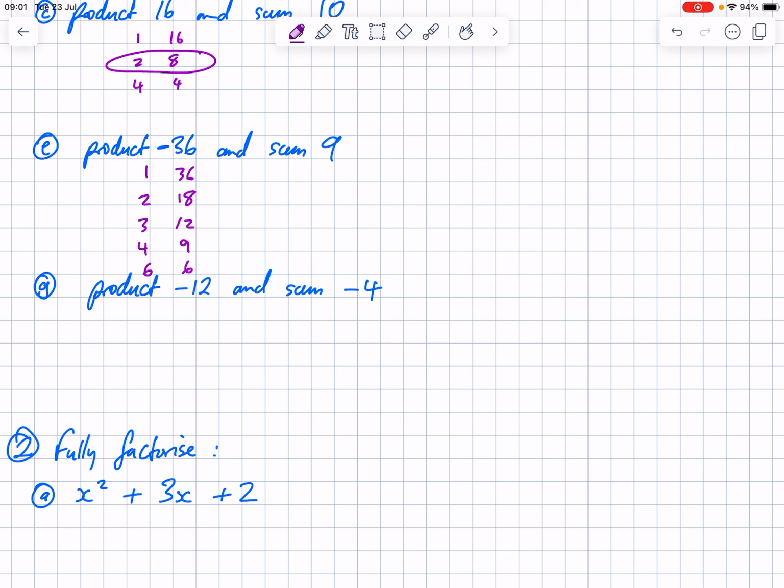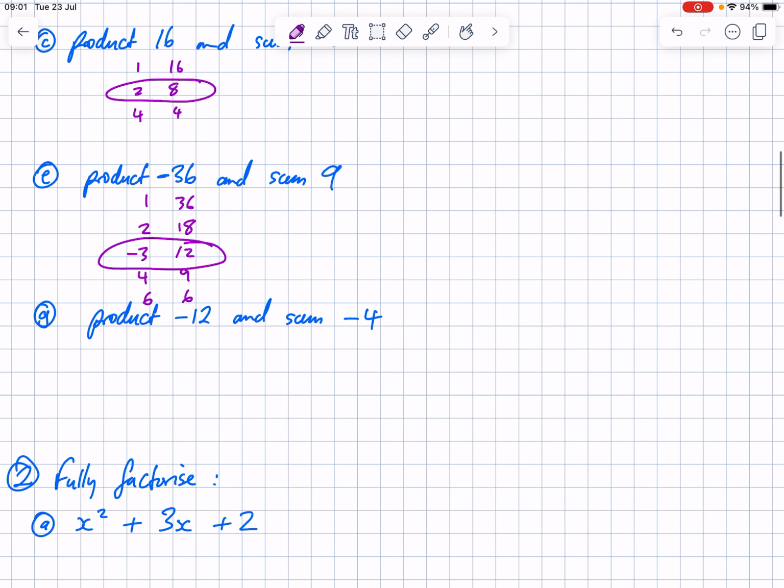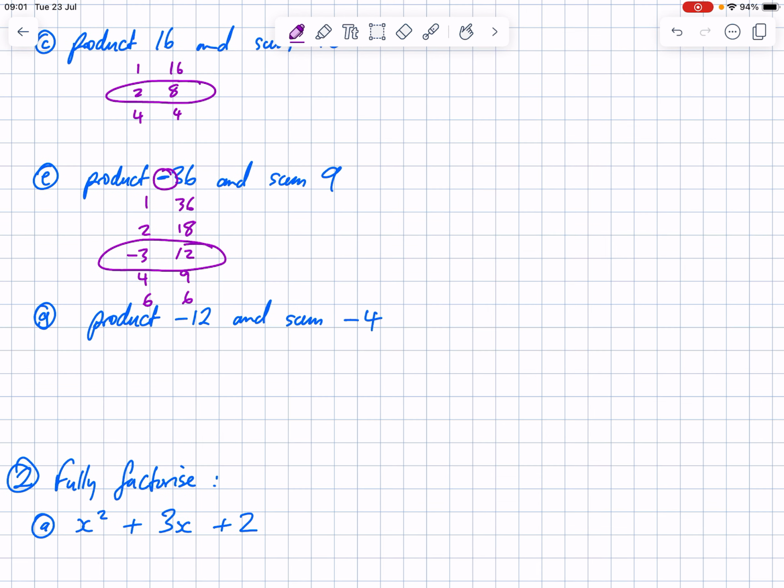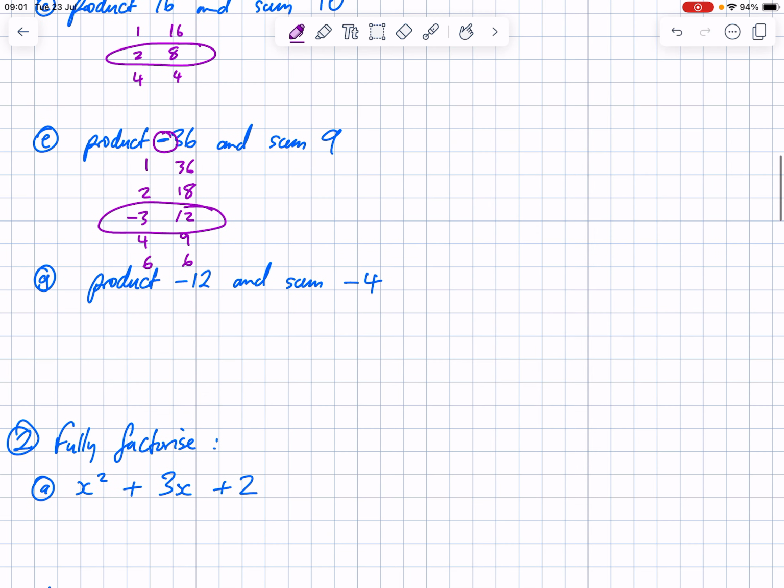How do I get a sum of 9? 1 and 36 will never get me 9. With 2 and 18, best I could do would be 20 and 16. 3 and 12, there's a way I could do that. Because I want positive 9 there, if I did negative 3 plus 12, I would get positive 9. So that also fixes the negative here, because negative 3 times 12 is going to be negative 36, and negative 3 plus 12 is going to be positive 9.